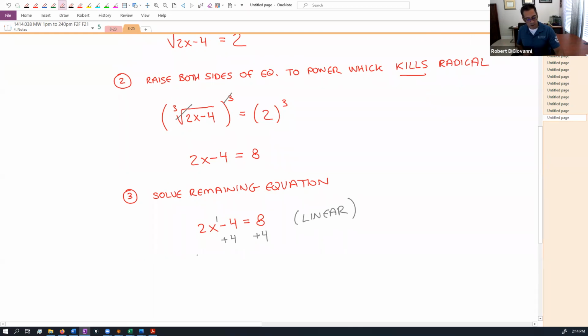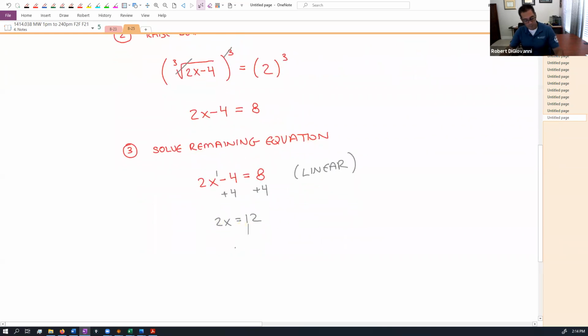Add 4 to both sides of the equation, get 2x equals 12. Divide both sides by 2, and you get x is 6. And that's it.